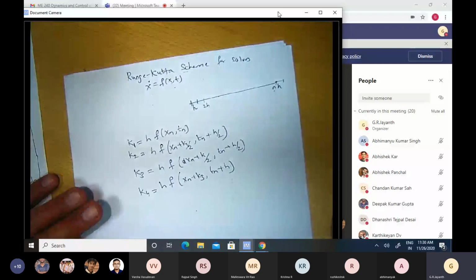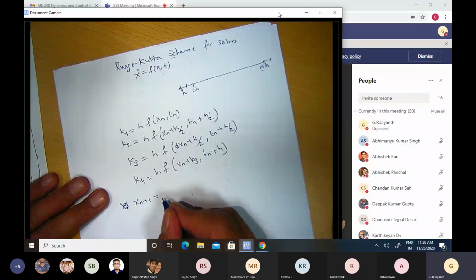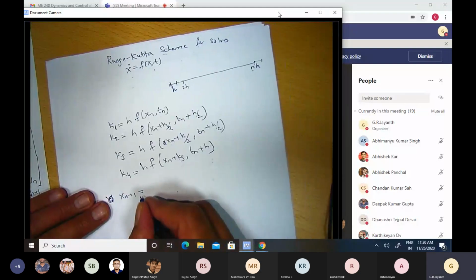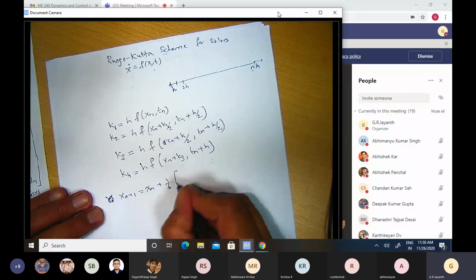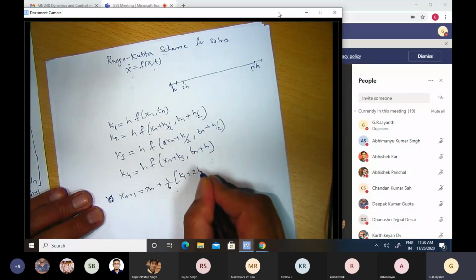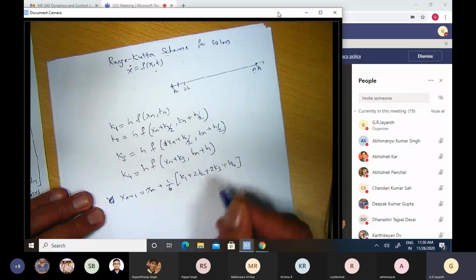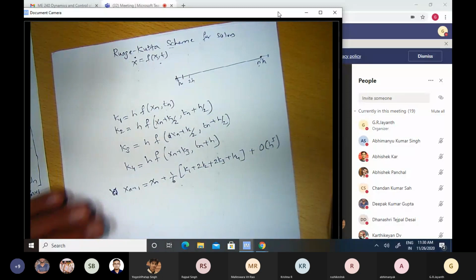Then your solution is given by, at the n plus 1 step, x of n plus 1. This is a forward recursive solution. Okay, it is equal to xn plus 1 by 6 of k1 plus 2k2 plus 2k3 plus k4, and then there will be terms on the order of h power 5. Okay, so this is the Runge-Kutta algorithm.